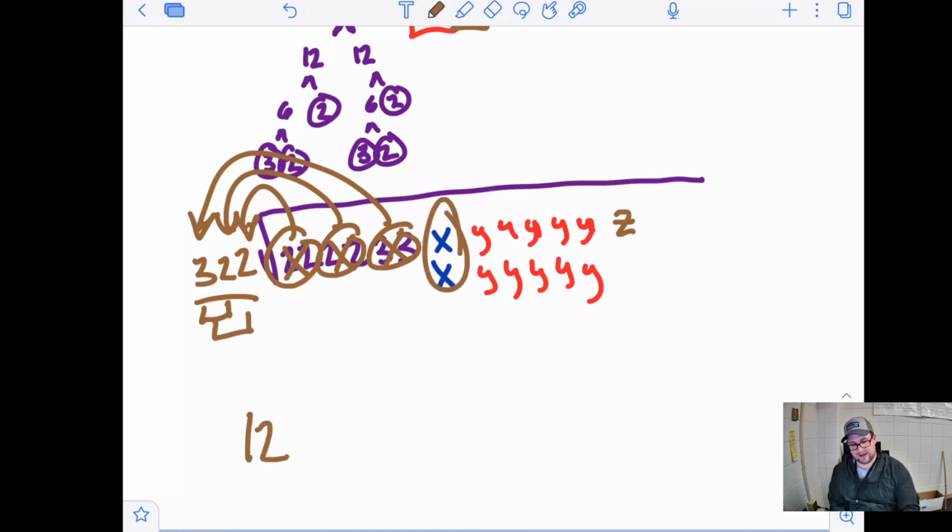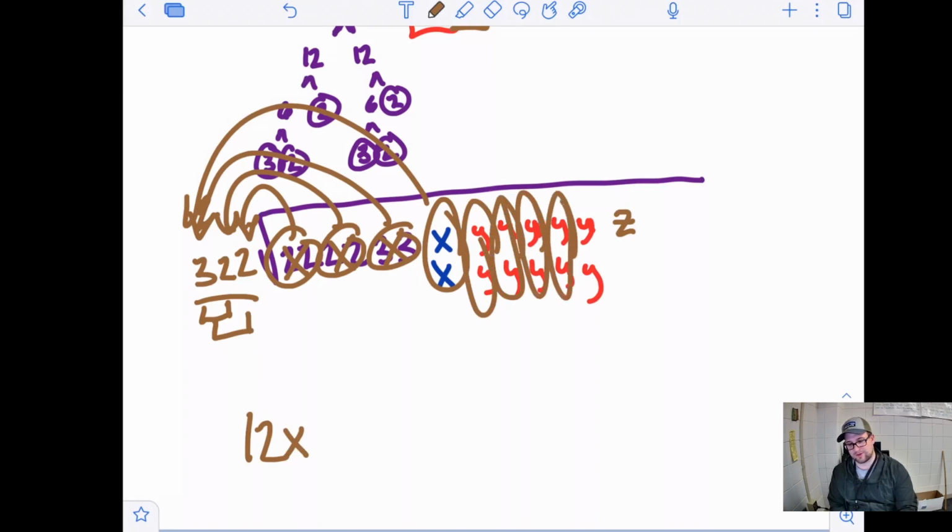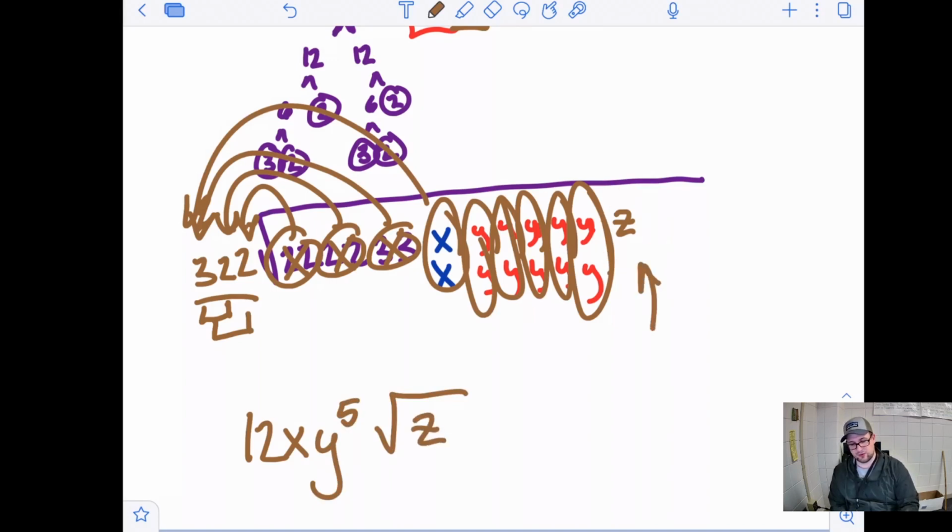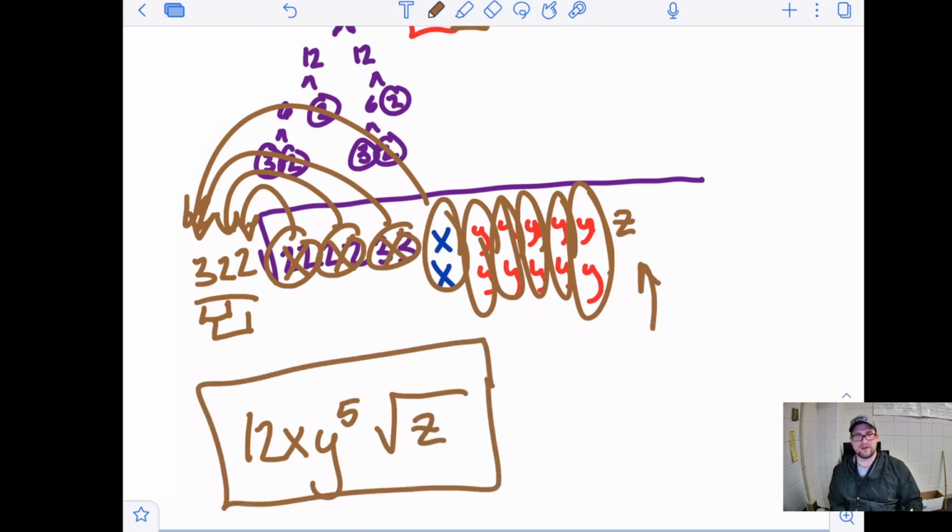I'm going to have 2 x's on the inside, so I can pull out 1. 1 group of y's, 2 groups of y's, 3 groups of y's, 4 groups of y's, 5 groups of y's means y to the 5th on the outside. And then on the inside, we still had one z that was stuck in there that didn't get pulled out. So he's still sitting right there, which makes this our final answer.